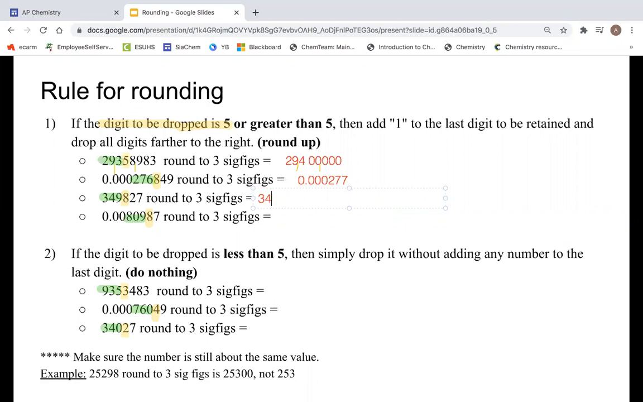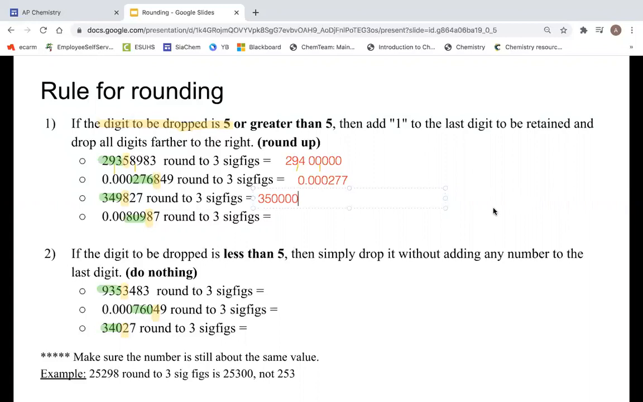3, 4, 9. Again, we need to round it up, so it's not 349, it's going to be 350. Again, the same problem. I can't just drop them off, because it's not 349 or 350. It is 349,000. Think about it like dollars if it helps you. It's 349,000, so it should be 350,000.